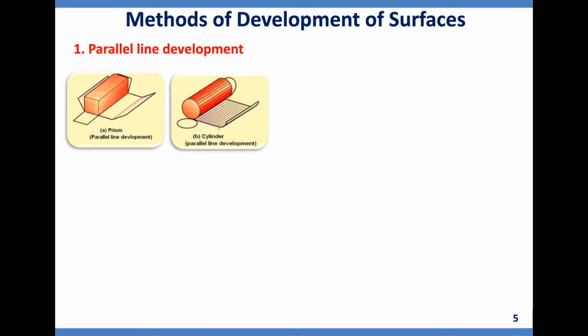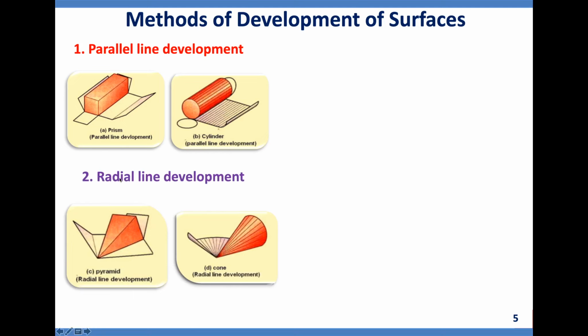Methods of development of surfaces. Parallel line development for prism and cylinder. We are going to adopt parallel line development. When you unfold the lateral surface of prisms, all the lines are parallel to each other. Hence it is called parallel line development. For a cylinder, the outer circumference has a curvature and we draw the generating lines. All the lines which you can see where I am pointing my cursor are parallel to each other. Hence it is called parallel line development.